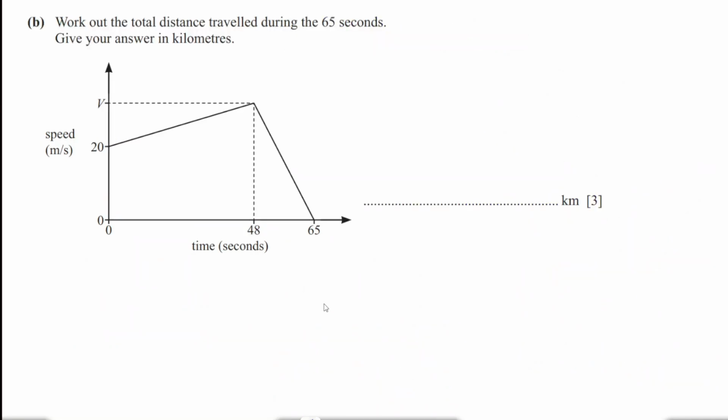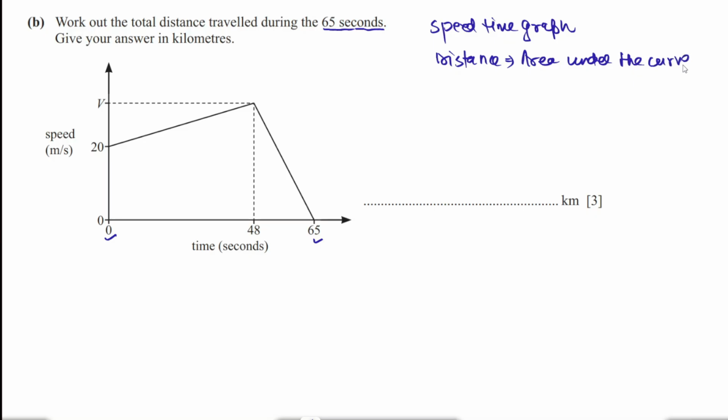Okay, the next part says, work out the total distance traveled during the 65 seconds. Total distance traveled during 65 seconds means we are going to start from 0 until 65. You need to remember, it is a speed time graph, so distance is always the area under the curve or area under the graph lines, whatever it is made, according to the time. Since we have 65 seconds, hence we are going to take this.